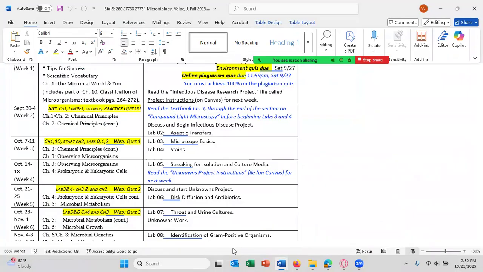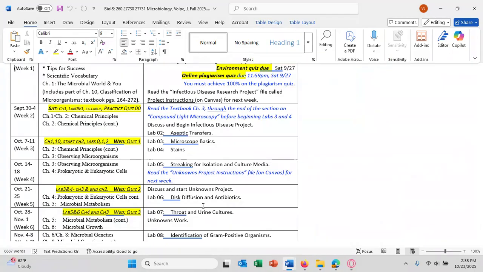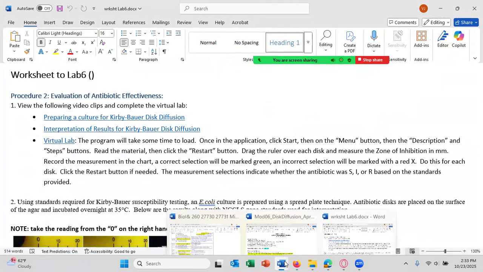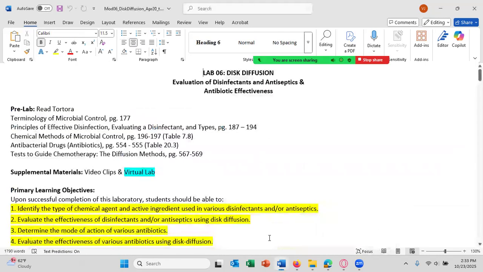So today is October 23rd, and we're supposed to be talking about Lab 6, disc diffusion, and antibiotics. Any questions about any of that? Remember, I'll send you your unknown number and the first three tests this coming Tuesday. Lab 6, disc diffusion, evaluation of disinfectants and antiseptics, and antibiotic effectiveness. Any questions about this?